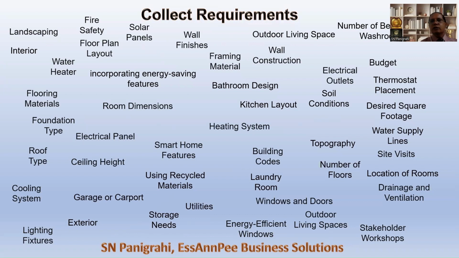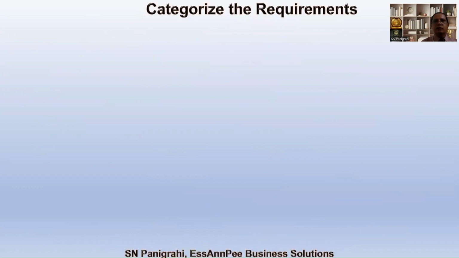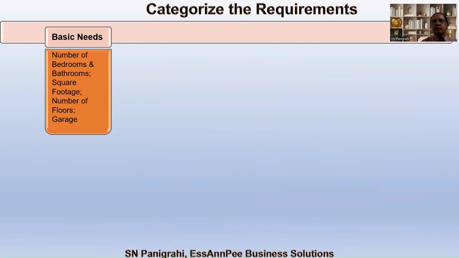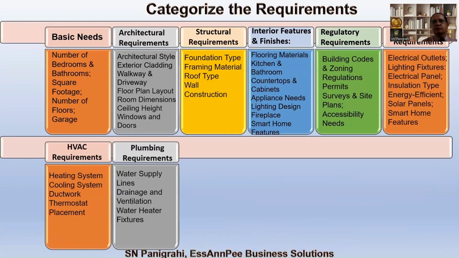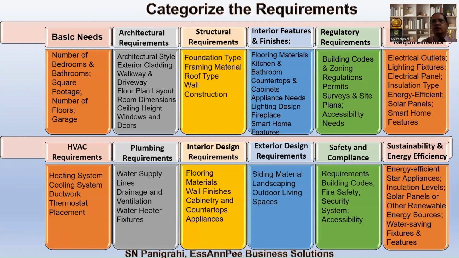That method, the tool, is called an affinity diagram. Through the affinity diagram, we categorize all the requirements and the data we have collected, and we group them. The tool is called an affinity diagram. Affinity means grouping or categorizing.